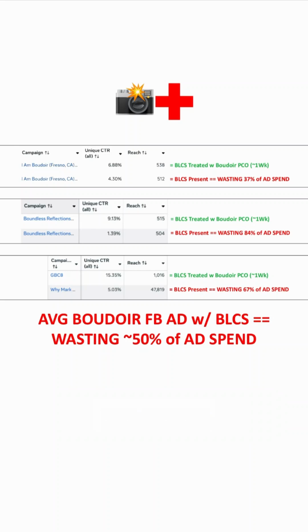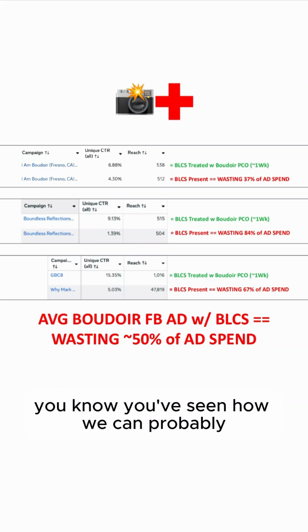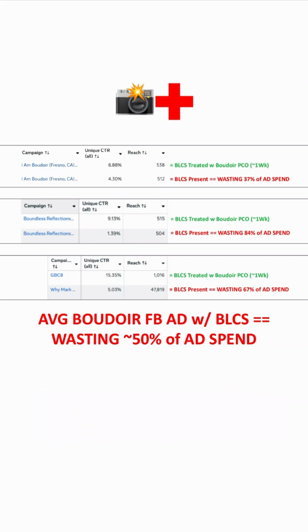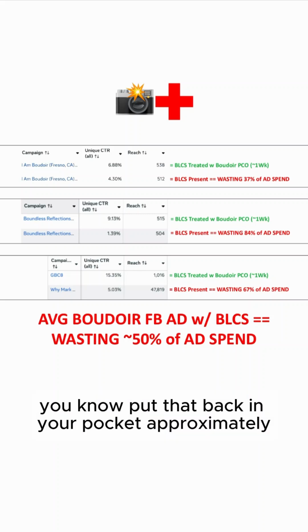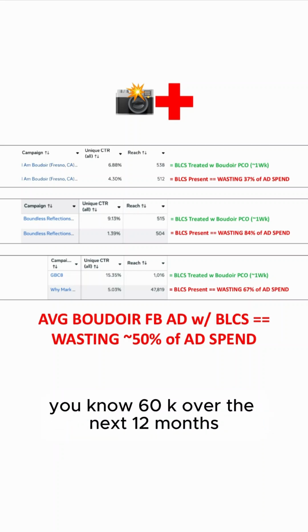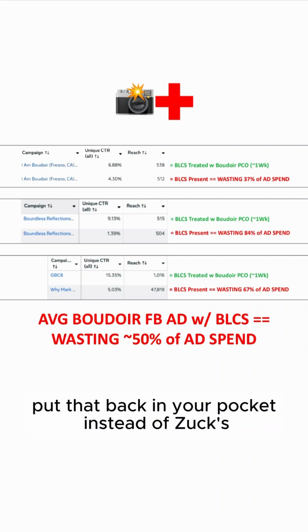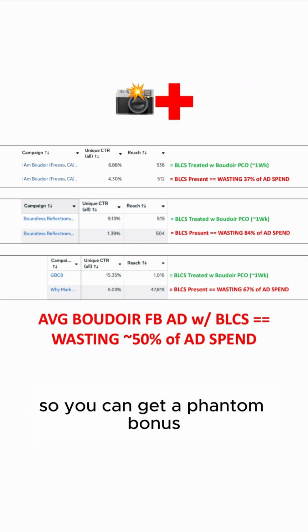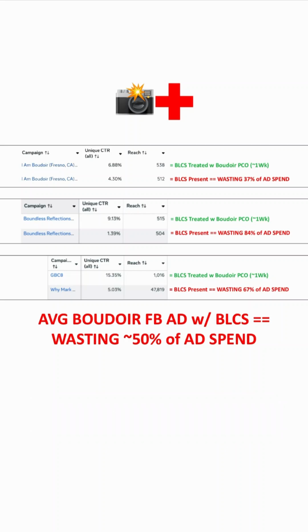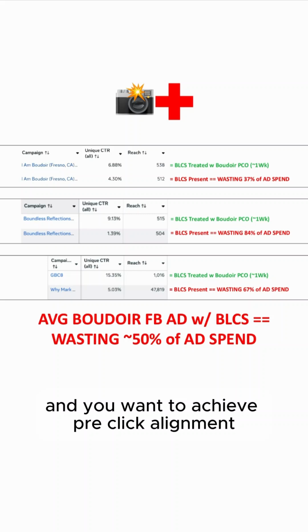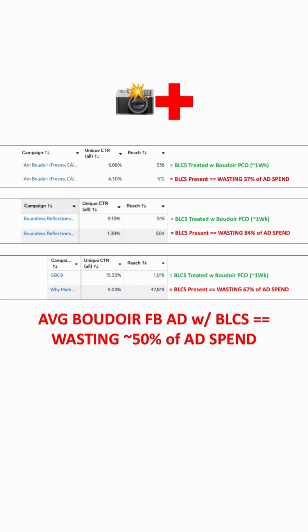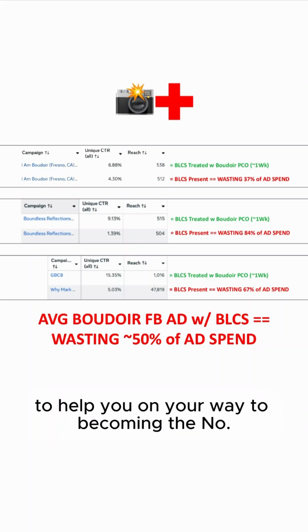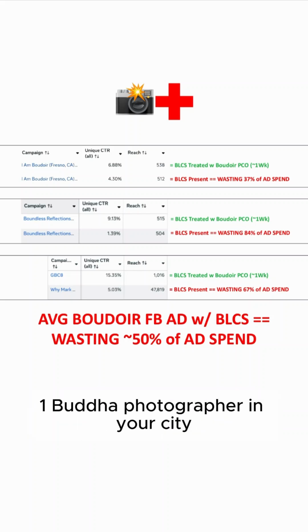Well, actually, you've seen how we can probably eliminate about 5K a month in wasted Boudoir Facebook ad spend. Put that back in your pocket. That'd be approximately 60K over the next 12 months. Put that back in your pocket instead of Zuck's, so you can get a phantom bonus. No extra effort on your part. And you want to achieve pre-click alignment so you can become a dominant Boudoir advertiser with Boudoir Brain Entry Boost to help you on your way to becoming the number one boudoir photographer in your city.